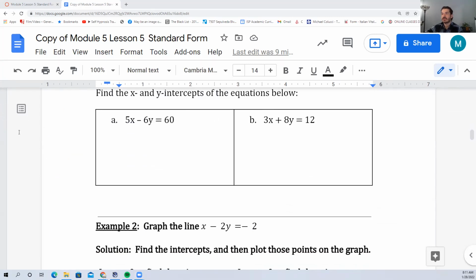All right. So a few notes here. X-intercept: y is 0, for the reasons I just discussed. Y-intercept: x is 0, for the reasons I just discussed. Okay, so how do I find the x-intercept? Y is 0. So I'm going to plug in a 0 for my y.